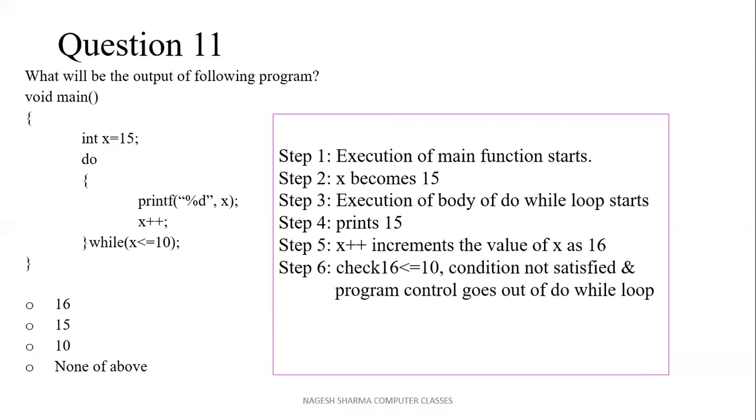So now condition will be checked, 16 less than or equal to 10. So condition is false, condition is not satisfied, and the program control goes out of the do while loop and program will terminate after that. So correct output is 15.